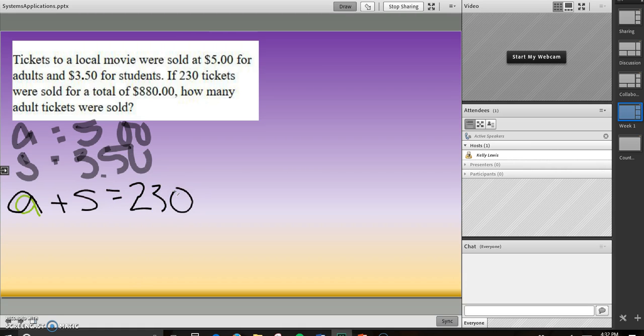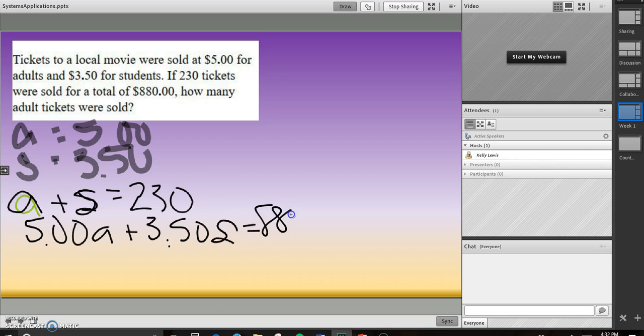230 tickets were sold. A is adult and S is student. The total was $880. How many adult tickets were sold?